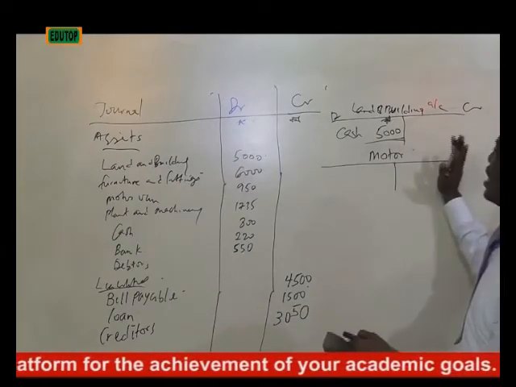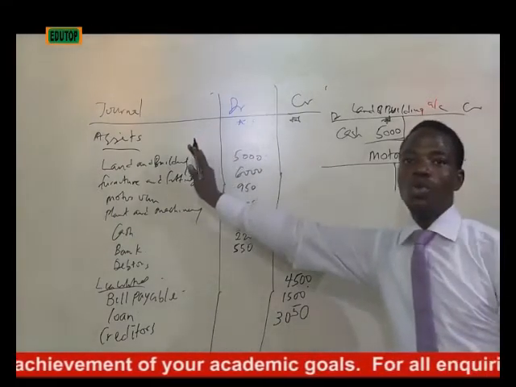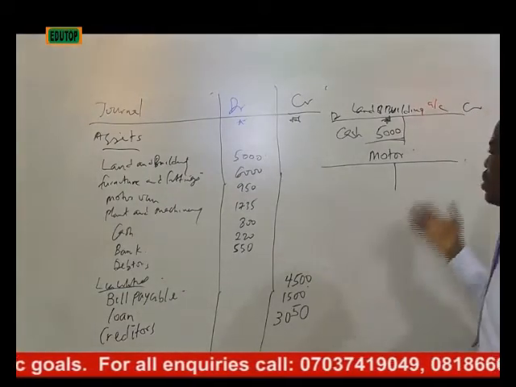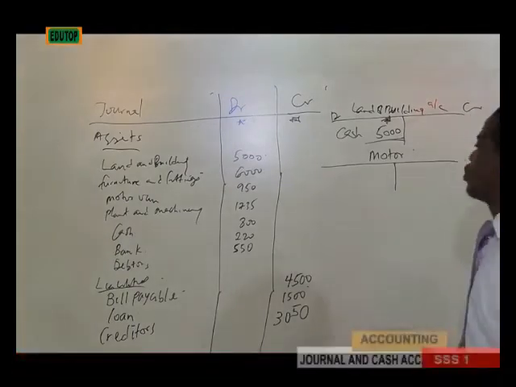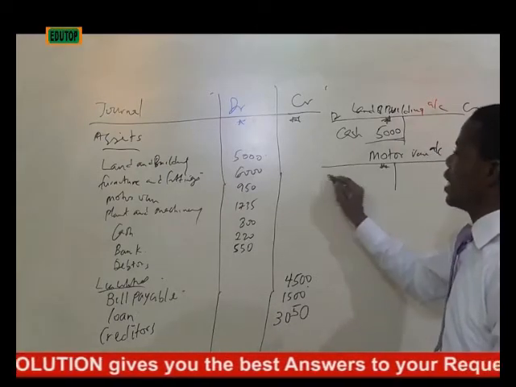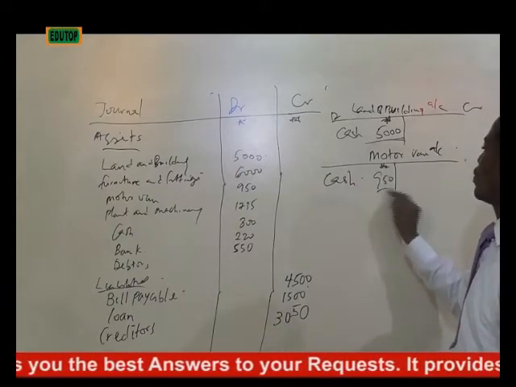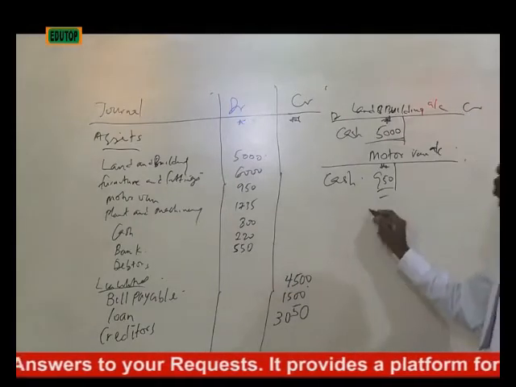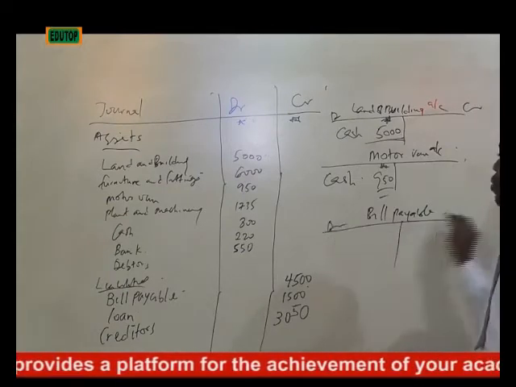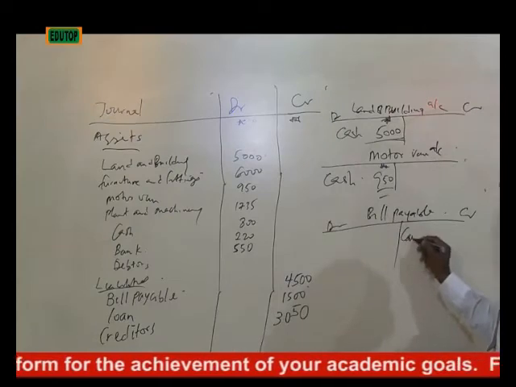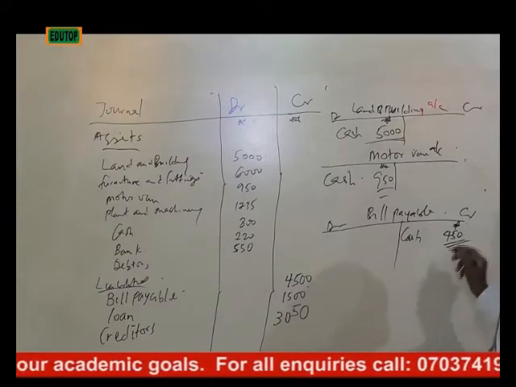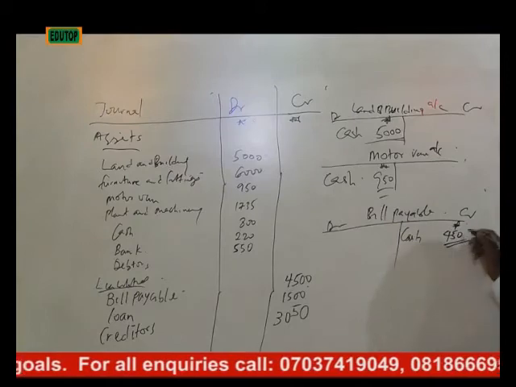Then let me take motor van. Because it is from this ledger that you transfer it to the journal, that is the reason why the ledger is very important in an account. Any account must be extracted from what? From the ledger. So now we have a motor van account, which will be debited, a cash 950. Then let me use an example of a liability. We have bill payable. Don't forget credit side and debit side. Then cash, you can use 450, depending on it, so that is 345.